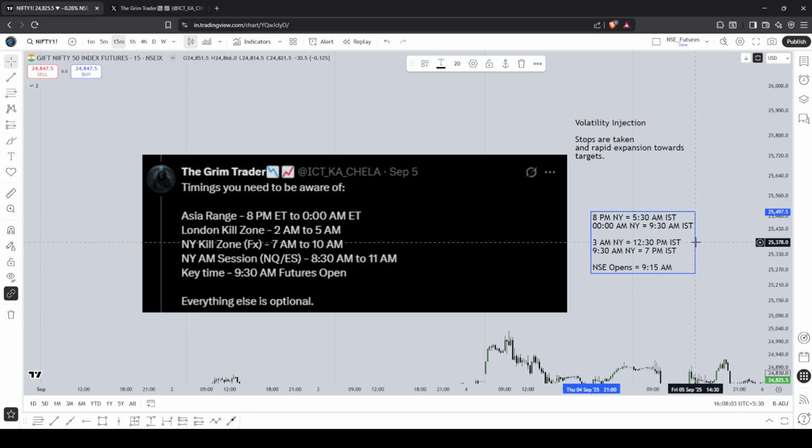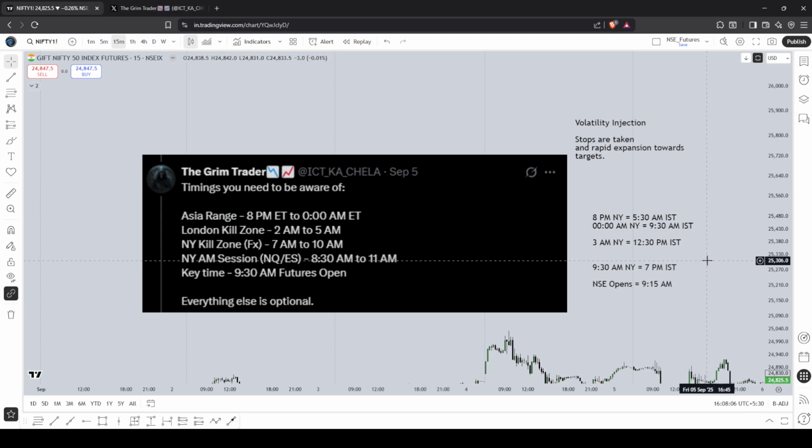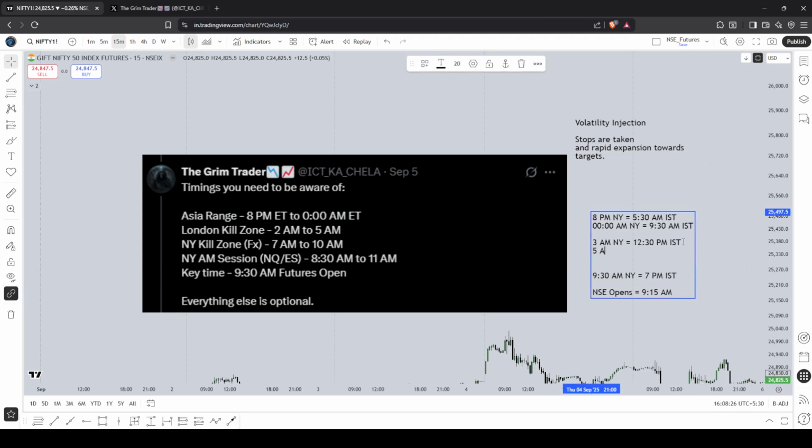The 3 a.m. New York time is still important. Why? Because the National Stock Exchange operates during the end of Asia session and somewhere during London kill zone. It stops towards the end of London kill zone, we close, because 5 a.m. New York time is 3:30 p.m. India time, which is the close of the National Stock Exchange. If you're trading on the NSE, these timings are extremely crucial to you. And all of this is without daylight savings. With daylight savings, I'm sorry.